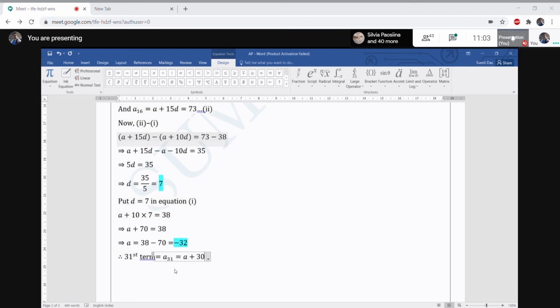a plus 30d. I'm directly using 30d because we are not using the formula here. When these numbers are there, you'll become familiar that for a31 or a35, the coefficient of d will always be one less than the number of terms. So a is minus 32 plus 30 times d, and d is 7, so it will be minus 32 plus 210. If you simplify this, it will be 178. Okay, that's the answer.